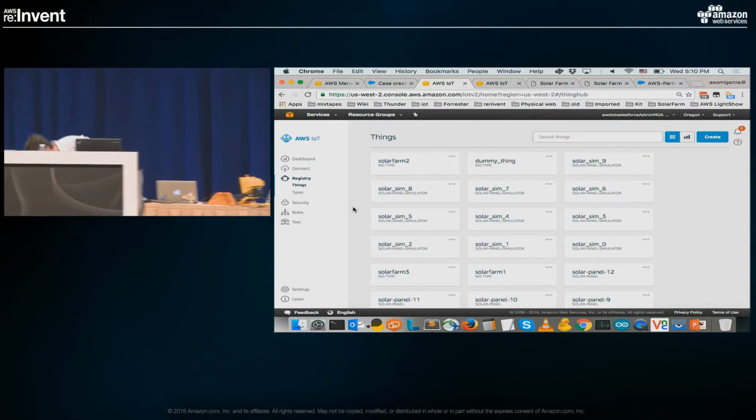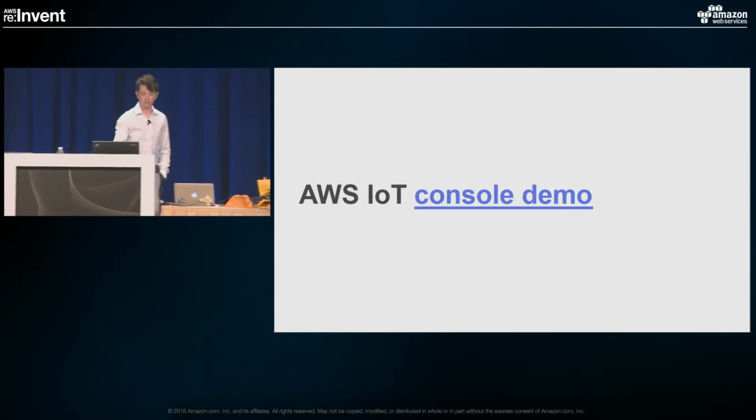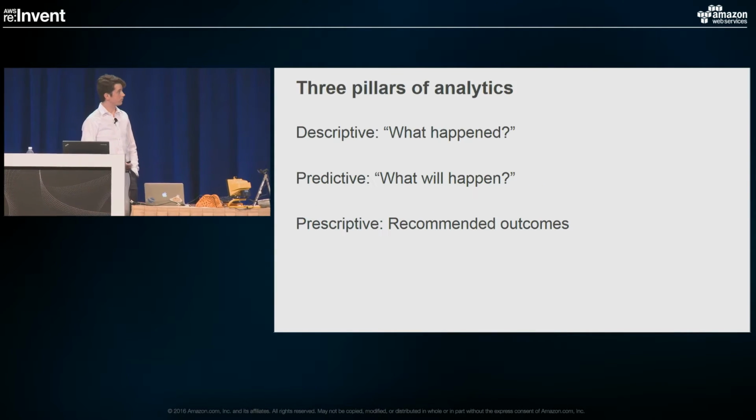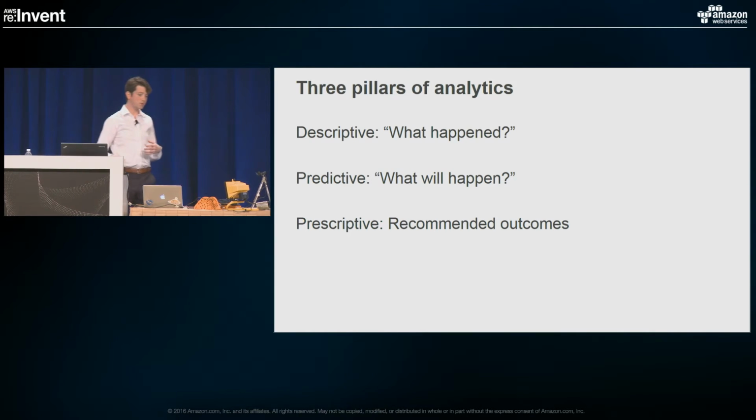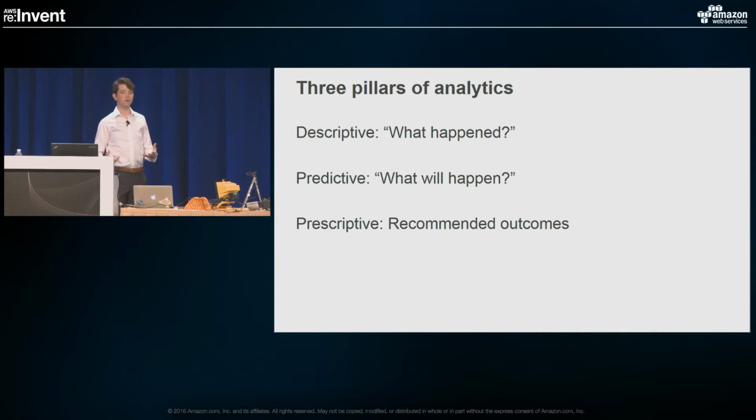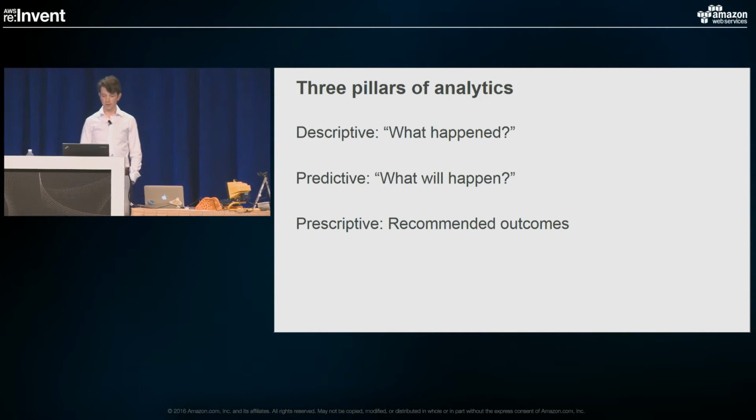Okay, so coming back to the slides. The reason I go into the console first, it gives me a frame of reference for talking about analytical insights and why the new console is helpful in determining them. But there's really three pillars of analytics that we want to focus on. The first one is descriptive analytics. These help us understand the past of a device. What happened?